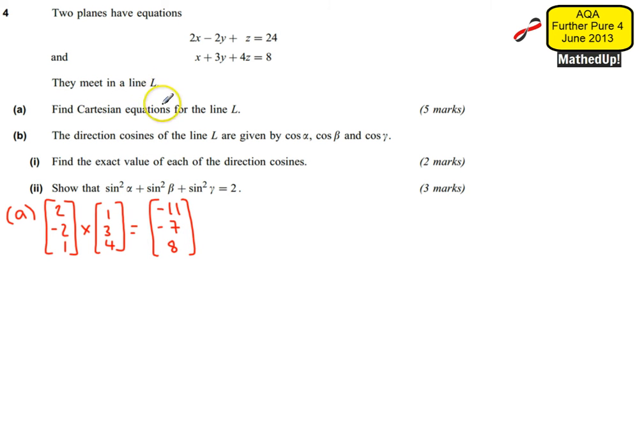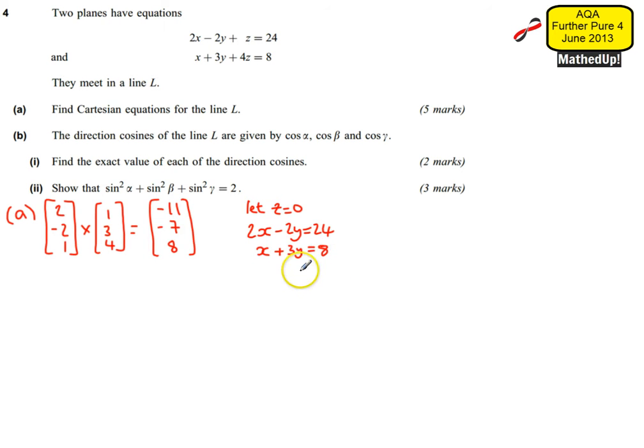Okay, so what we now need to do is work out a point that line L goes through. So any point at all that line L goes through. So I'm going to choose the point where z is equal to 0. So I'm going to let z equal 0. Okay, that means my two equations now are going to be 2x take away 2y is equal to 24, and my second equation is going to be x plus 3y is equal to 8.